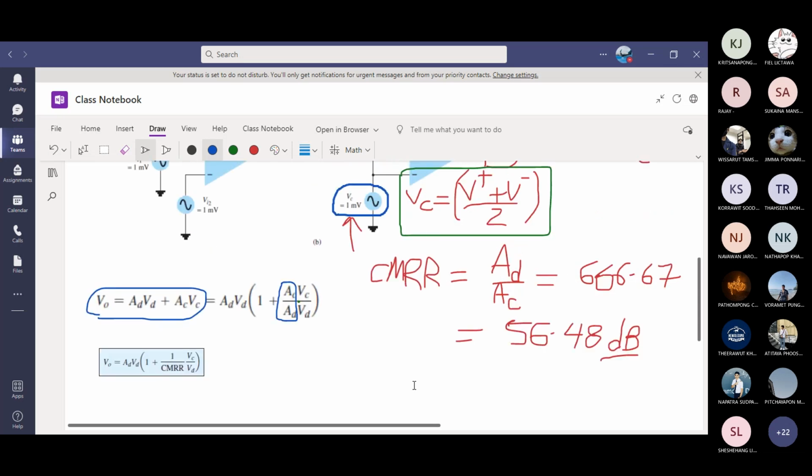In this problem, CMRR is not given. But in some problems, CMRR is given and the other things are not given. So there are 3 ways of writing the same equation. Any questions about this one? No.